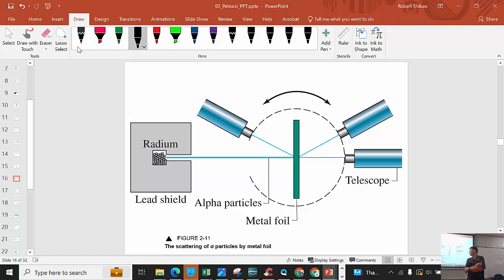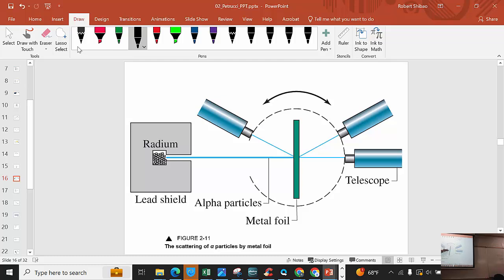What was the evidence in support of the nuclear atom model? The evidence was they took some radioactive radium. The radium shoots out alpha particles, so a chunk of the nucleus breaks off. These alpha particles hit the gold foil here and then hit a detector. Most of the alpha particles went straight through, and that's consistent with the nuclear atom model, because the nuclear atom model states that the atom is mostly empty space.